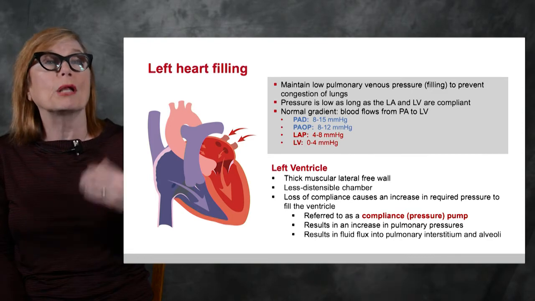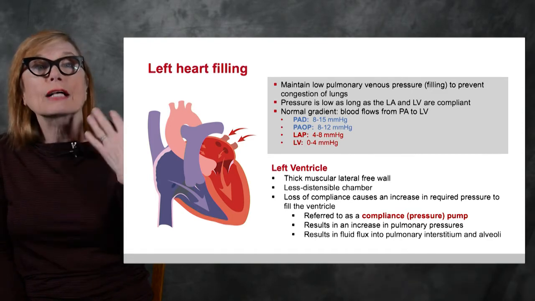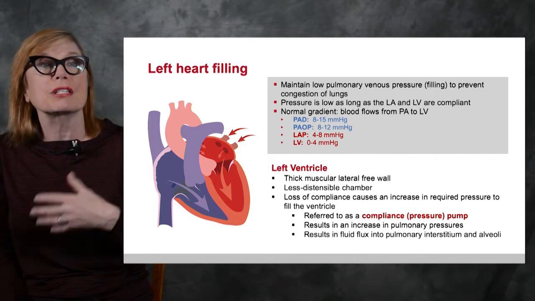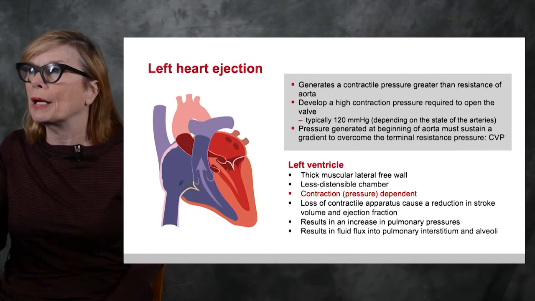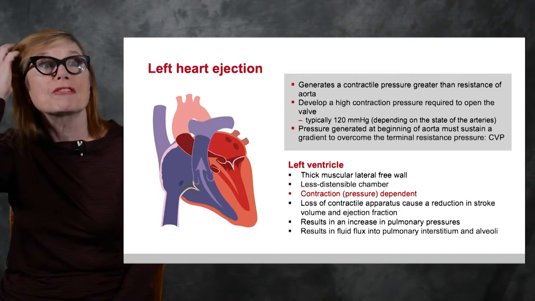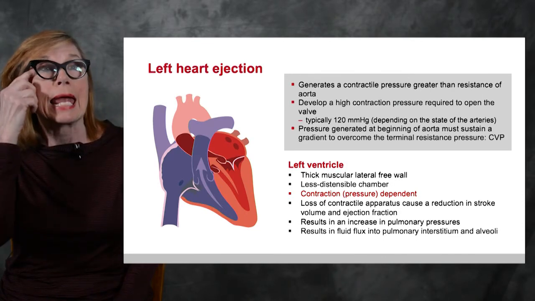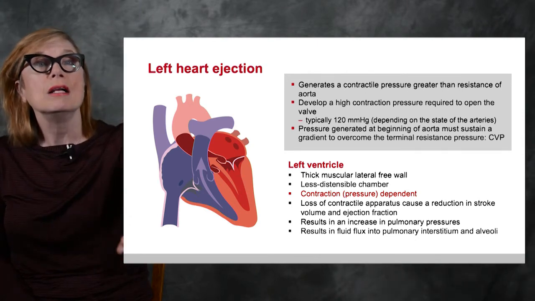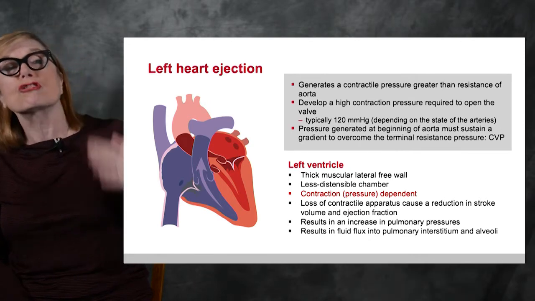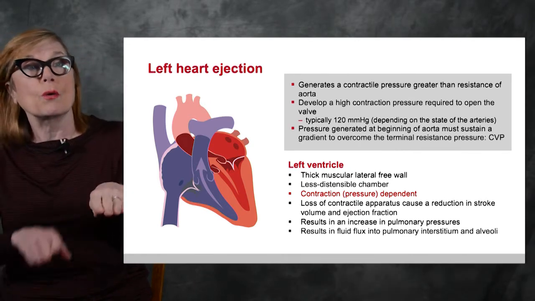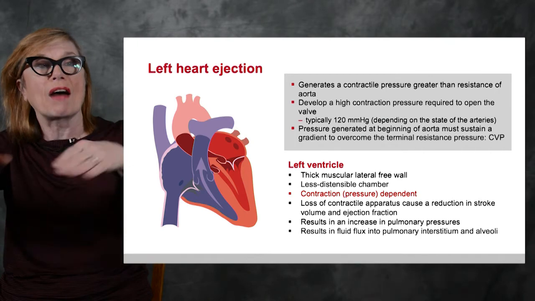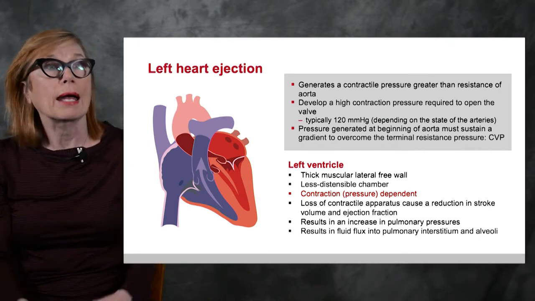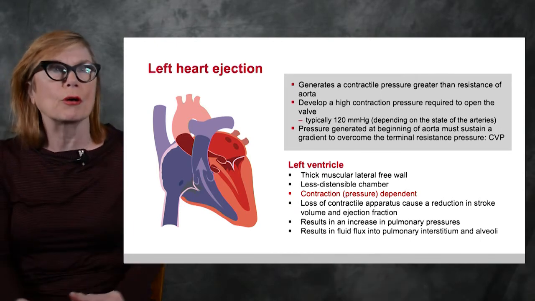It has low compliance and high pressure. If there is failure, you'll have an increase in your pulmonary pressures and a fluid flux into the pulmonary interstitium. Now, the left heart ejects, let's remember, into the systemic aorta representing the arterial bed. So the left ventricle must generate a pressure that is high enough to actually open the aortic valve and bolus blood into the aorta. Well, you've got to be a strong chamber to do that.